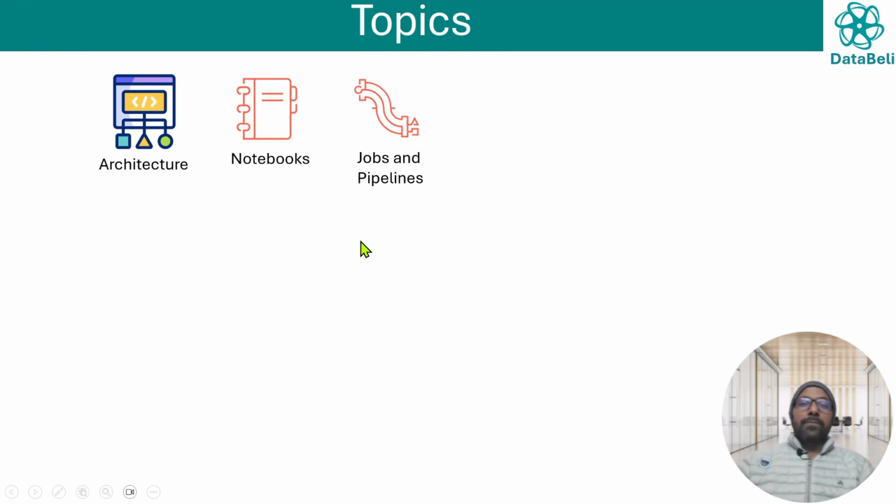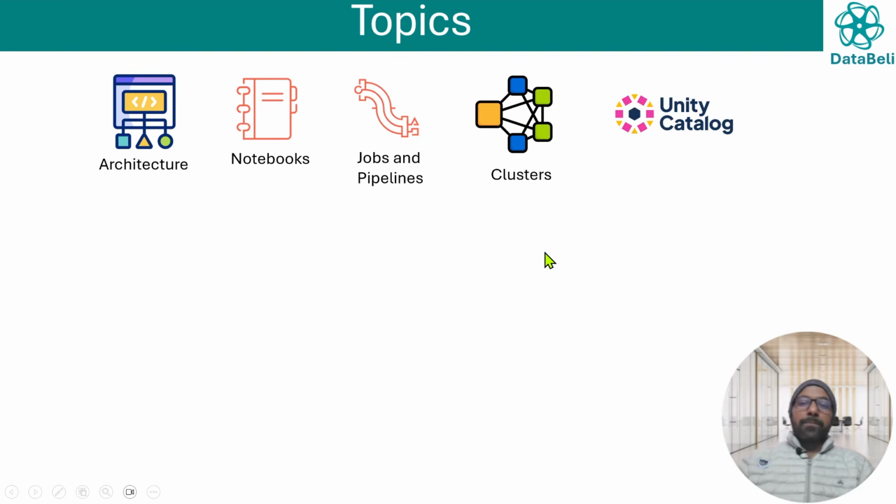options we get. And then we will see how we can orchestrate the notebooks, dashboards, all those things using jobs and pipelines. We will also understand how we can run the jobs and notebooks on different types of clusters. What are the pros, cons, and usage of each of the clusters. We will also understand Unity Catalog in depth, which is a very important topic when it comes to Databricks interviews and general knowledge as well.